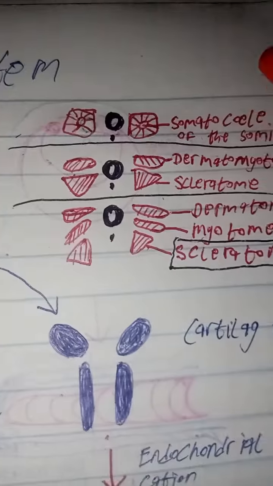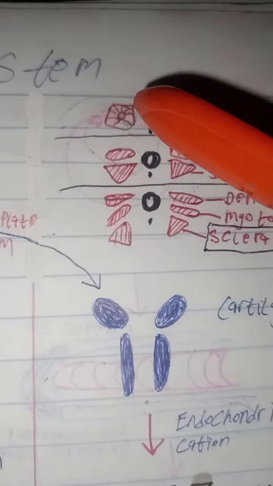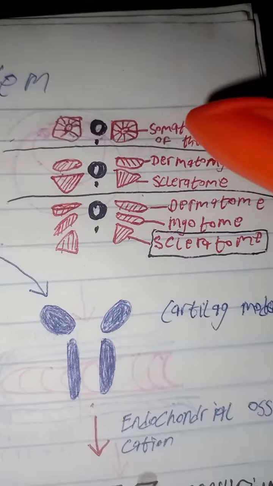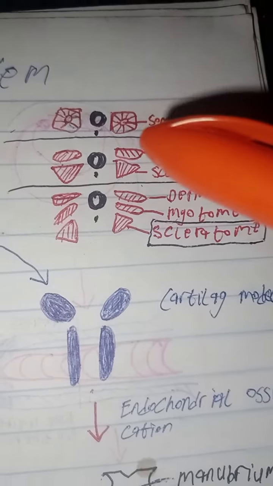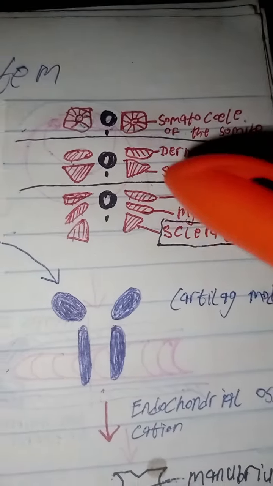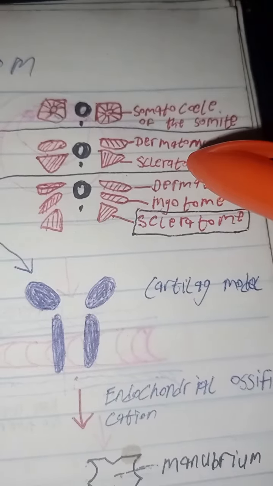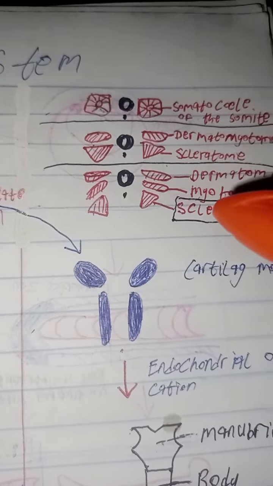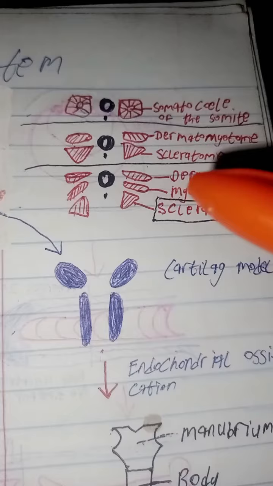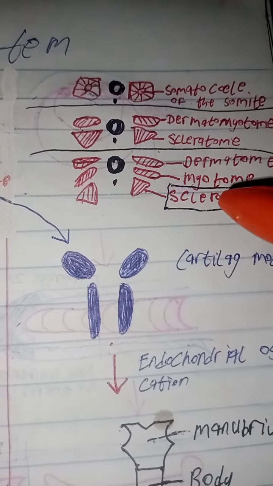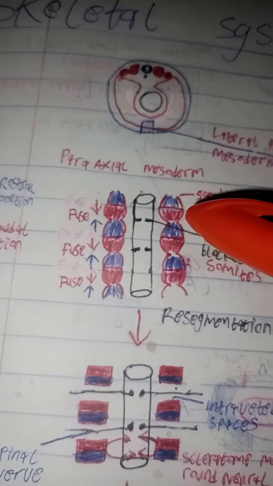Let's go over here. Now, first of all, you have the parietal mesoderm start forming somatocele. This somatocele helps to break the somite into two, dermatomyotome and scleratome. Now, eventually, the dermatomyotome will break into dermatome and myotome. They also have the scleratome. And scleratome is important for the bone formation, which we'll be having here.